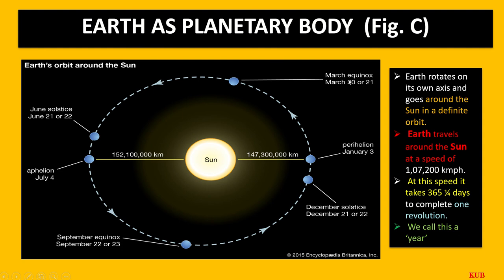As you know, the Earth rotates on its own axis and goes around the Sun in a definite orbit. Earth travels around the Sun at a speed of 107,200 kilometers per hour. At this speed, it takes 365 1/4 days to complete one revolution. We call this a year.